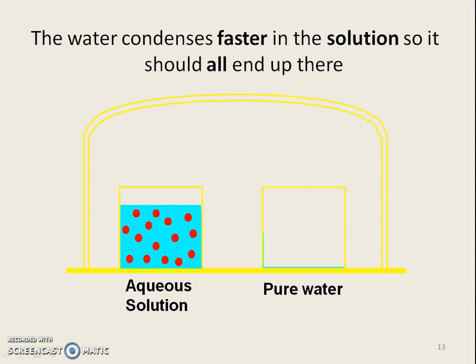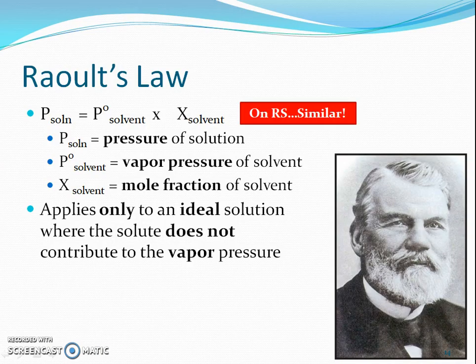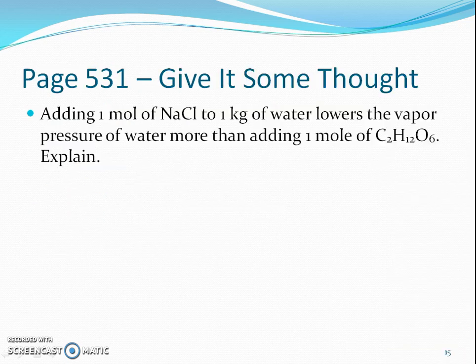So eventually, this is what should happen. Water is going to condense faster into the solution because of those IMF attractions, right? Those ion-dipole attractions. So Raoult came up with his law, and it's very similar to the one that you'll see on your reference sheet. The pressure of the solution equals the pressure of the solvent times the mole fraction. And we've used this in the gas law problems. So we're going to use it again, slightly different though. So see if you can come up with an answer here and, of course, the explanation.